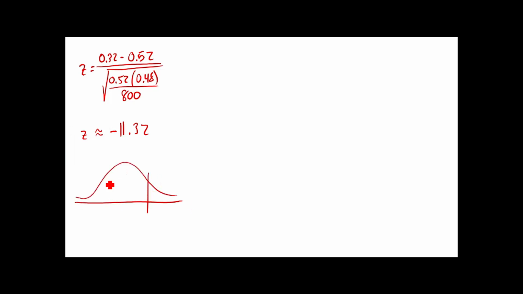Remember where our cutoffs were? Where is negative 11 point something? It's way over here off the page, right? So negative 11.32 is way down there. Is it in the rejection region? Yeah, big time. It's way out there in the rejection region. So what should we do? We should definitely reject, right?